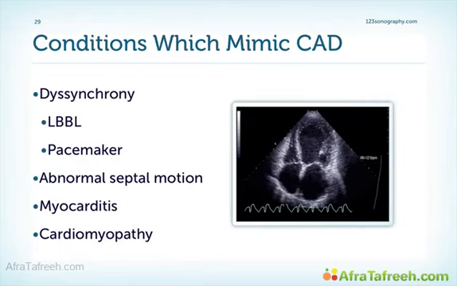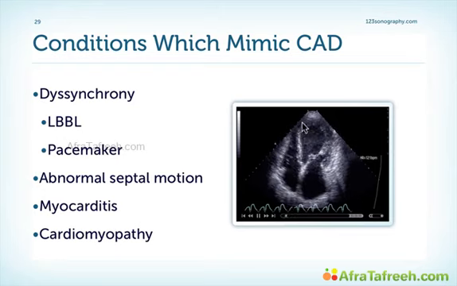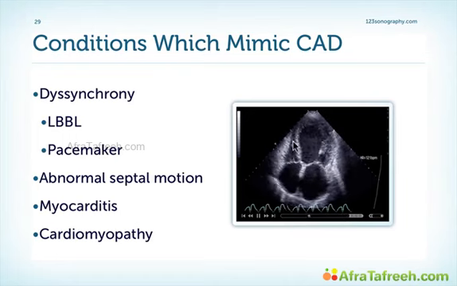There are a number of conditions which can mimic coronary artery disease, either because there is a regional wall motion abnormality due to another cause, or because it appears as if the patient has a regional wall motion abnormality. This is the case, for example, in patients who have dysynchrony. Dysynchrony is usually the result of a left bundle branch block or pacemaker. This is an example of a patient with left bundle branch block, and if you look at the apex or the apical segments, you might have the impression that the patient has regional wall motion abnormalities there. However, the septum is just dysynchronous and biphasic.